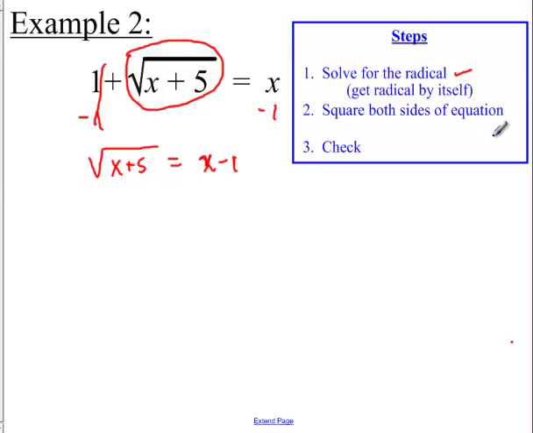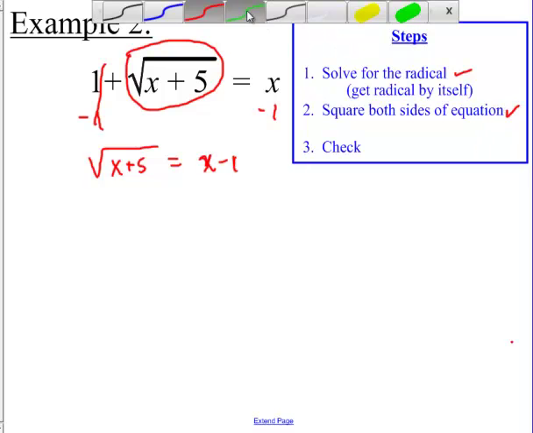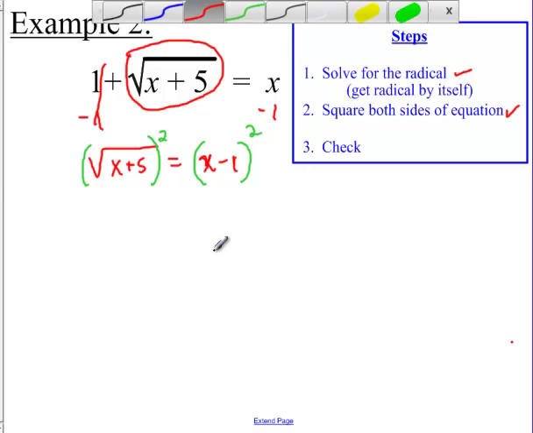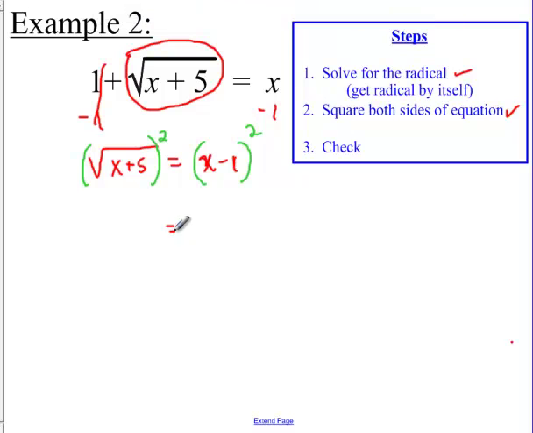All right, square both sides of the equation. Okay, I did the last step, Mr. Rude. You got to do this step. All right, we're going to square the radical, and then we're going to square the x minus 1 quantity on the right-hand side. So that leads to the conclusion of a square root knocks out with the square on the left, just leaving us the x plus 5.